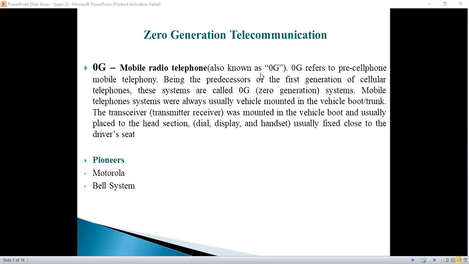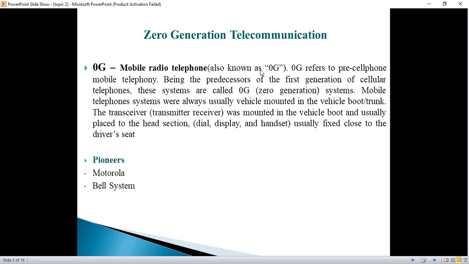Okay, so it was something which was vehicle mounted, meaning that mobility was limited to the vehicle. After that, you could not carry the phone outside the vehicle. Vehicle means your cars, or any type of vehicle it can be. So who introduced this zero G, or who was the pioneer of zero G? They were Motorola and Bell System.